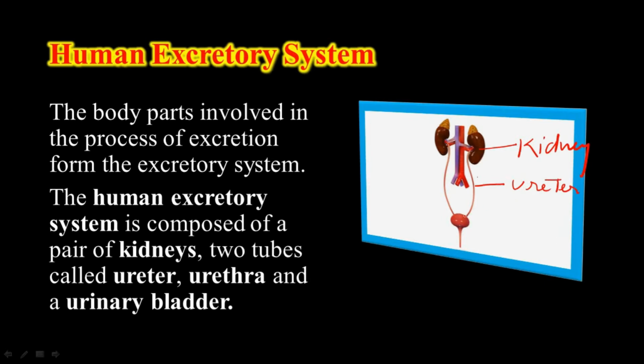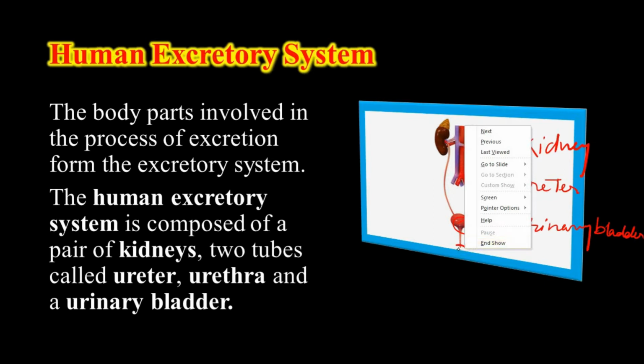And a small pouch-like structure, you can see this pouch-like structure is called urinary bladder. And a small opening present below the urinary bladder which opens outside of the body, and this is called urethra.